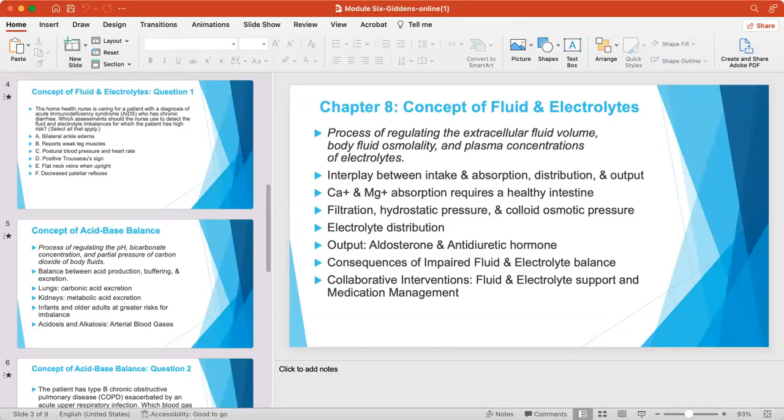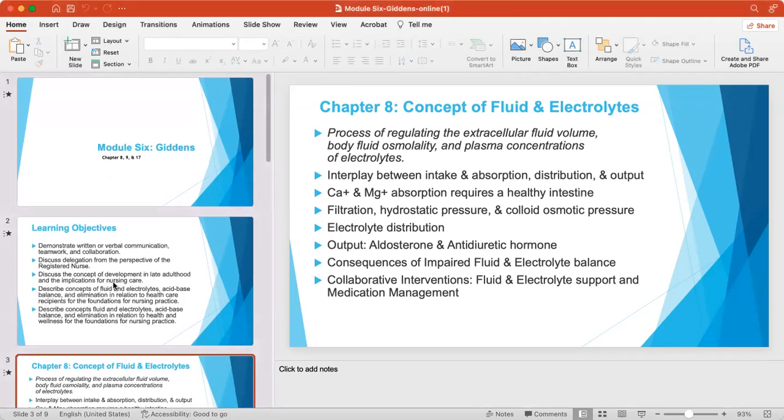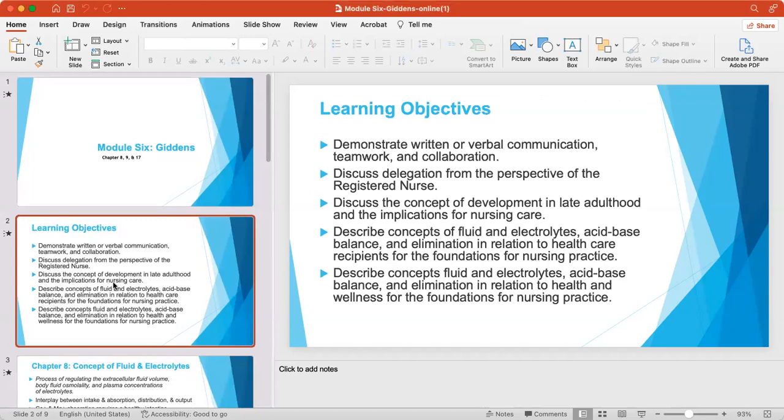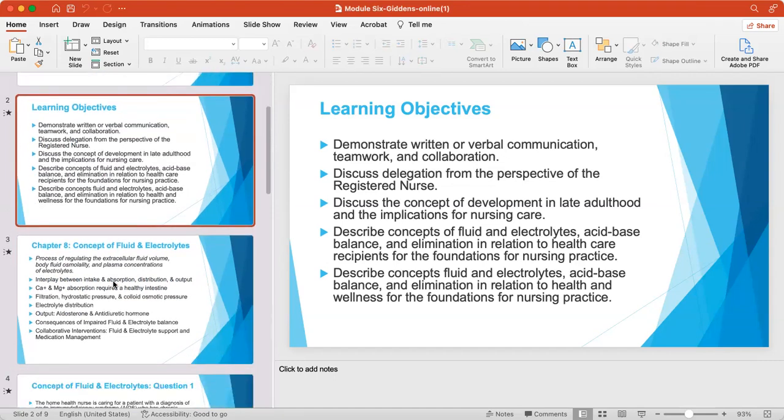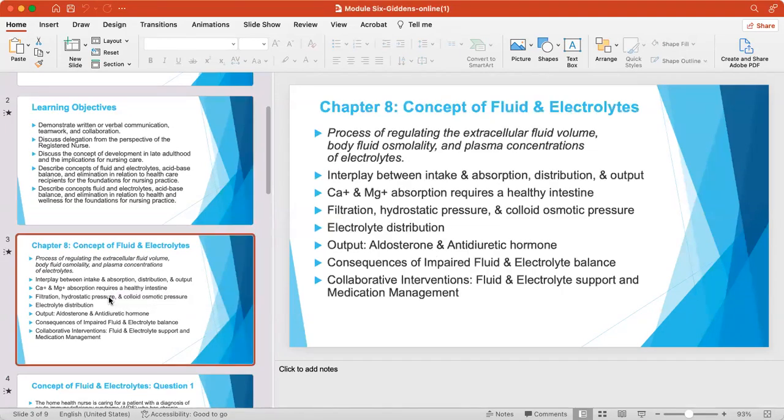Okay, so we will be covering Giddens. Just go up here to the learning objectives. I will pause here so that you can read each bullet point for the learning objectives. Hopefully by the end of this session, you will understand these objectives.